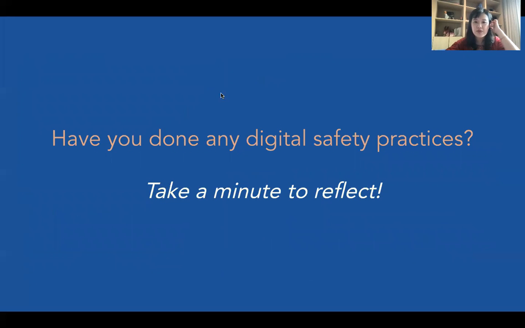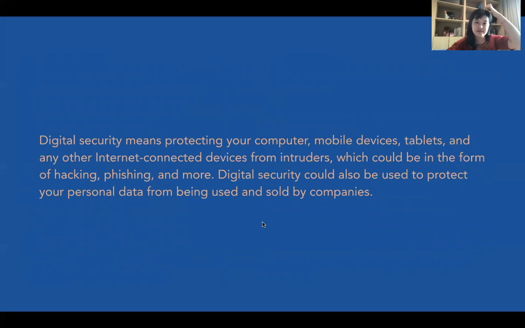So what could we do? How can we protect ourselves? What are some of the digital safety practices that we can adopt? Perhaps you are already doing some of them. So I'm going to invite you to take a few minutes to reflect and think: have you tried to protect your data security? Have you tried to make sure that you are in a safe digital environment?